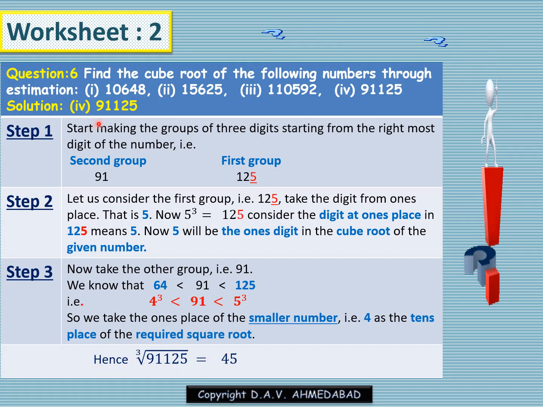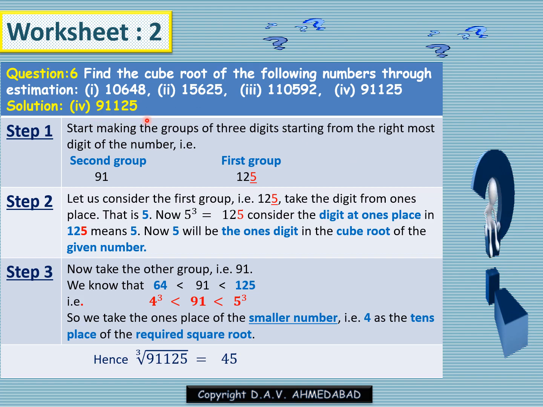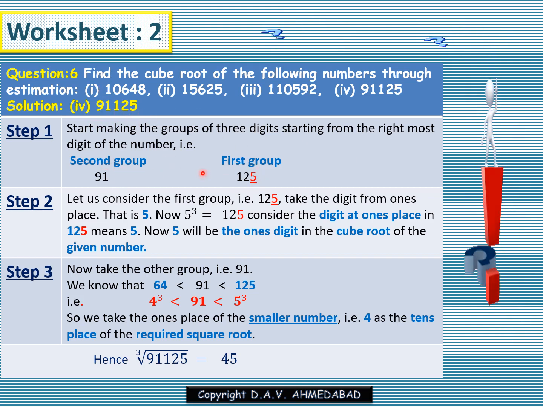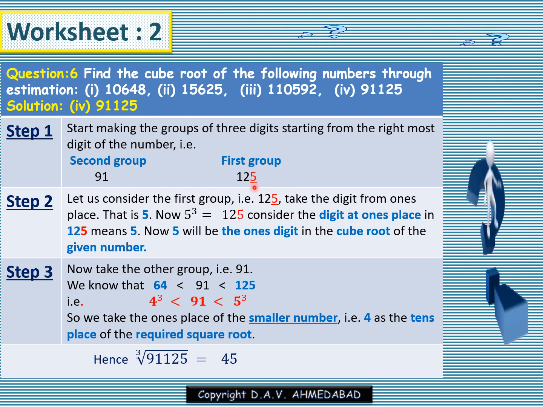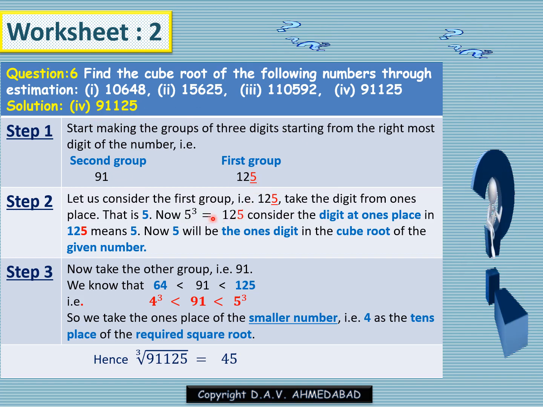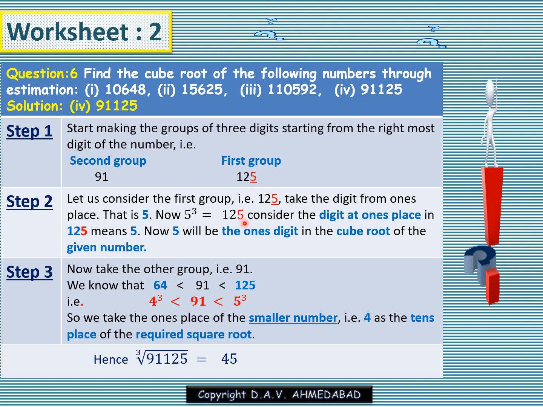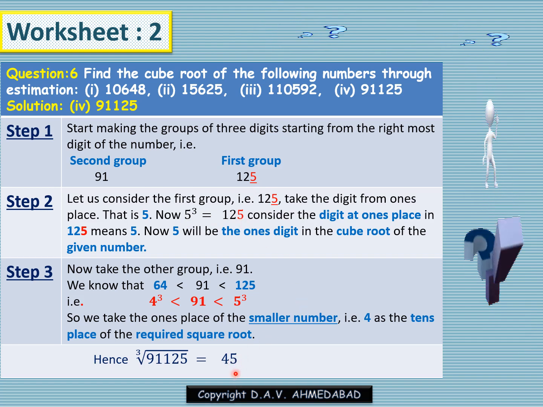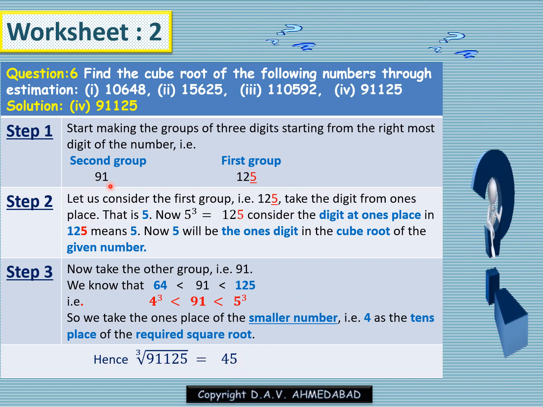Next, cube root of 91,125. So group 1, 125, and group 2, 91. Digit at the ones place in group 1 is 5, and 5 cube is 125. So 5 is the digit at the ones place of our answer. Now group 2 is 91.